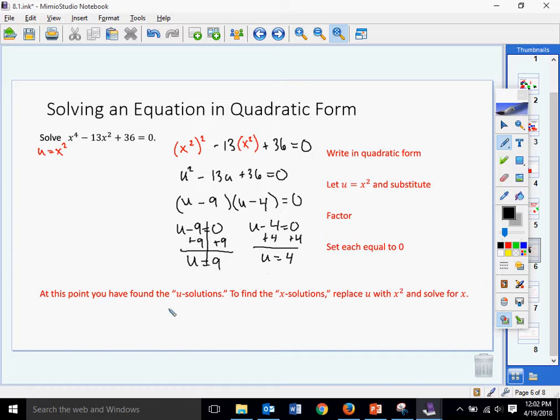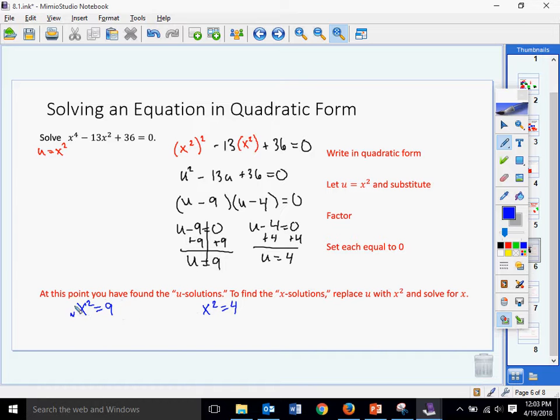So at this point, we've found the u solutions, but we haven't found the x solutions. So to go back to x, I'm going to reverse substitute. Earlier I put u in x squared's place. Now I'm going to put x squared into u's place. So u equals 9, that means x squared equals 9. u equals 4, that means x squared equals 4. Now I have these equations to solve.